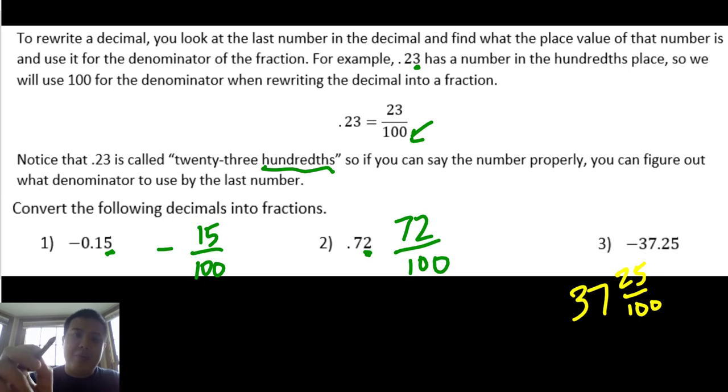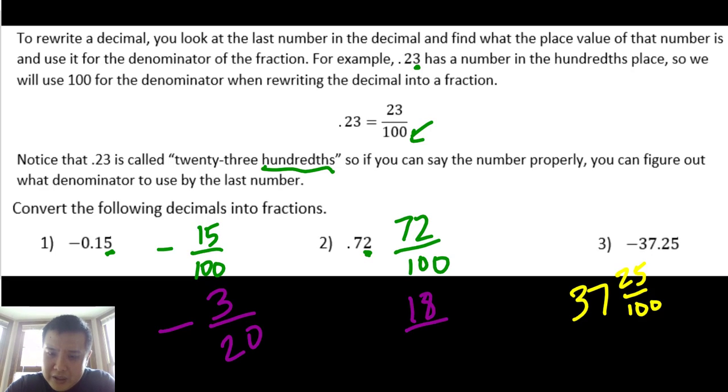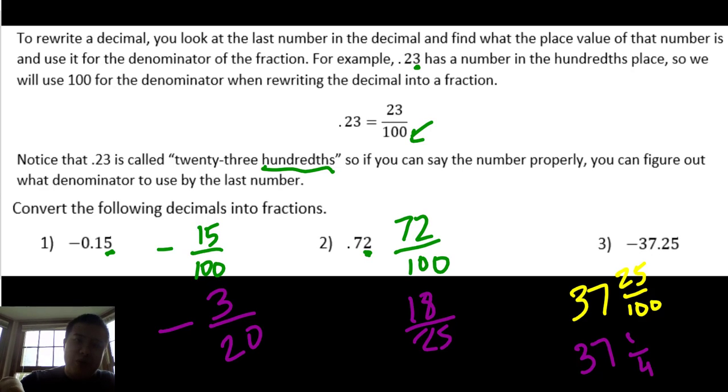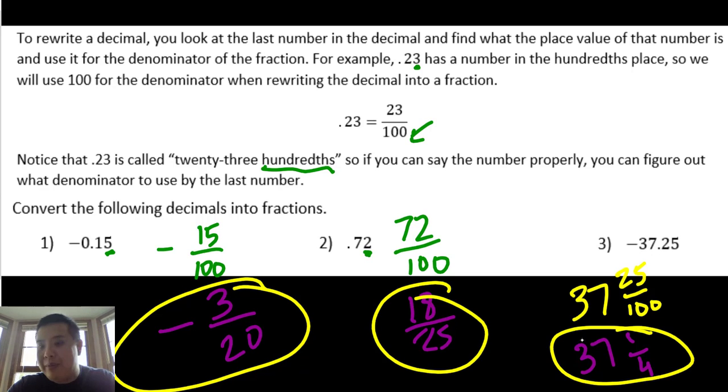Now, if you wanted to, you can simplify these. So here 5 goes into both 100 and 15, so we get negative 3 twentieths. Here, the biggest number that goes into both of these is 4. So we're going to divide both of these by 4, and what we get is 18 over 25. And here, 25 hundredths, we all know, simplifies to 37 and 1/4. You don't necessarily need to do this, but you guys should be able to do this. It is expected for you to be able to do this if requested on a test or a quiz. You should be able to simplify.